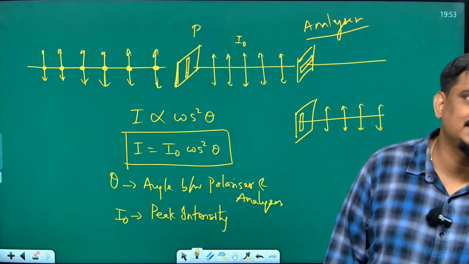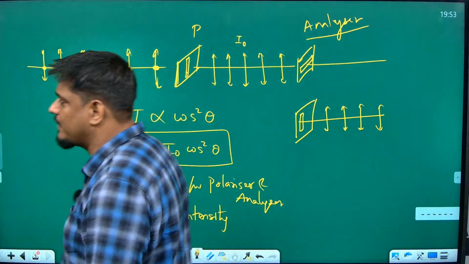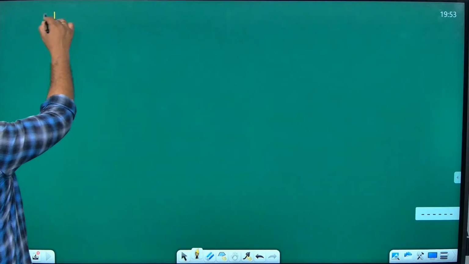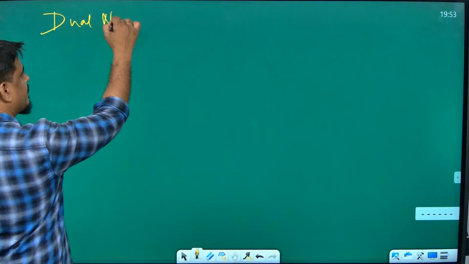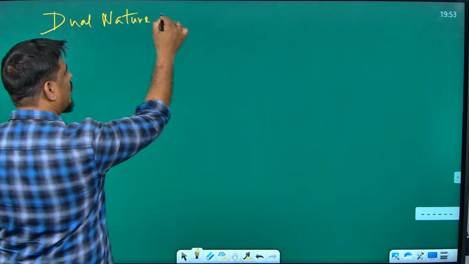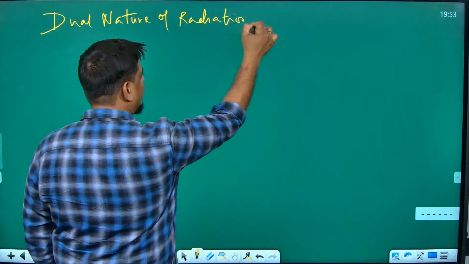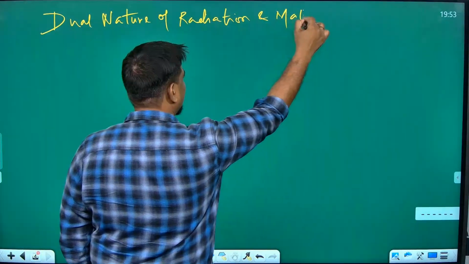Give the next heading as dual nature of matter and radiation. The next chapter is dual nature of radiation and matter.